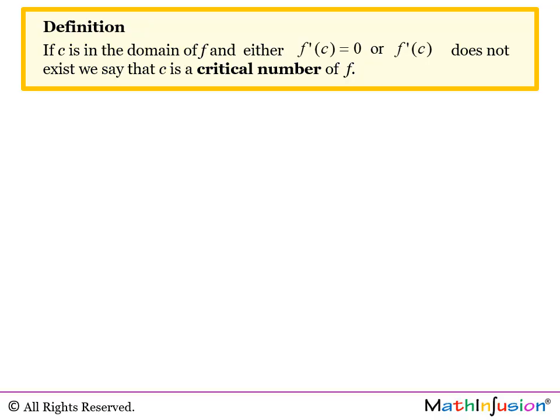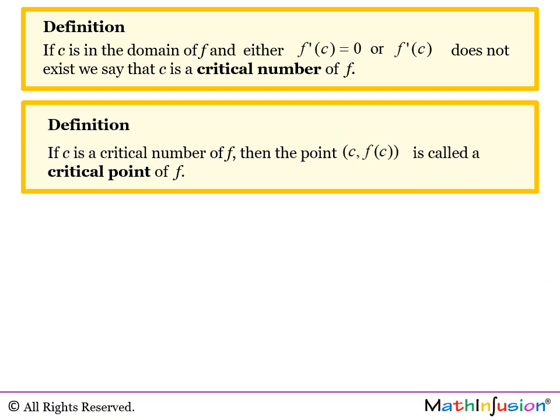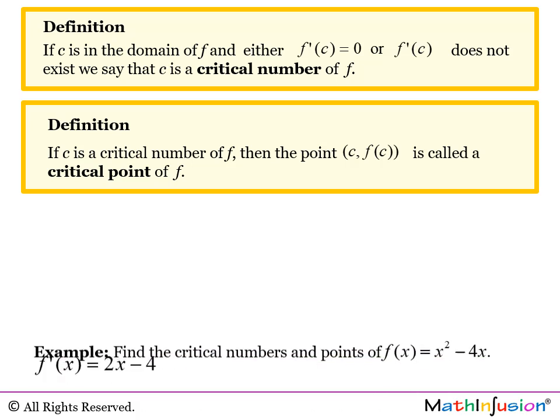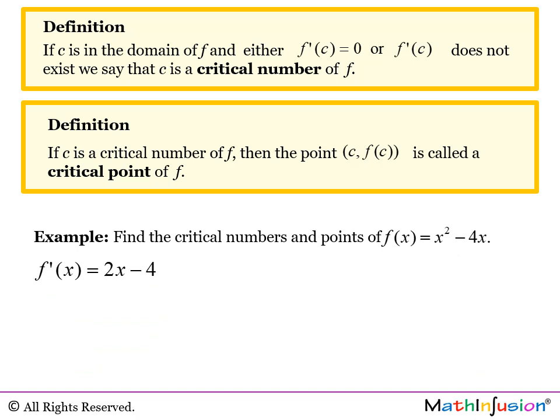Definition. If c is in the domain of the function, and either the derivative of the function equals 0, or the derivative of the function does not exist where x equals c, we say that c is a critical number of f. If c is a critical number of f, then the point (c, f(c)) is called the critical point of f. Example. Let's find the critical points and numbers of x^2 minus 4x.